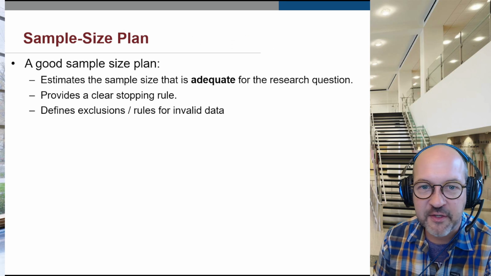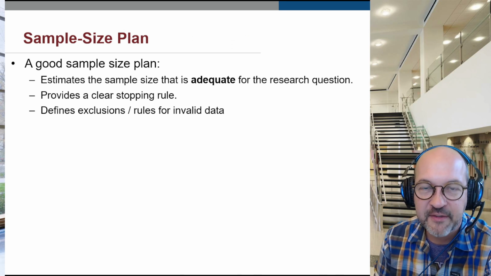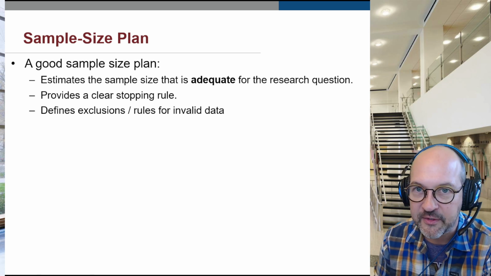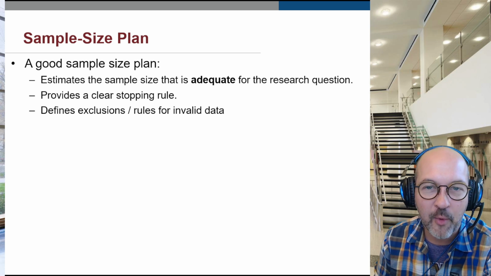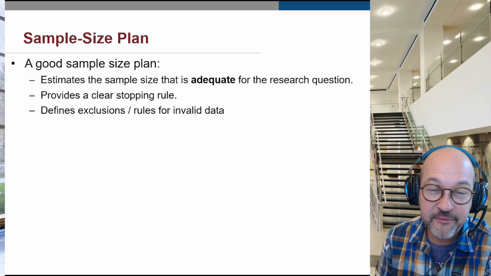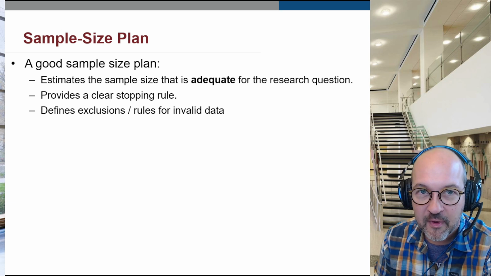If our common practices are problematic, what's the better way? A good sample size plan has at least three parts: an estimation of a sample size that is adequate for the research question, a stopping rule, and a priori guidance on what will be considered valid data. Sounds easy, right? But what exactly does it mean to have an adequate sample?